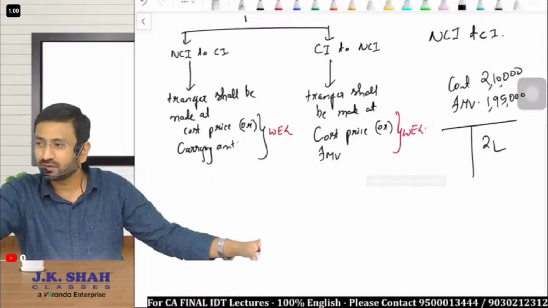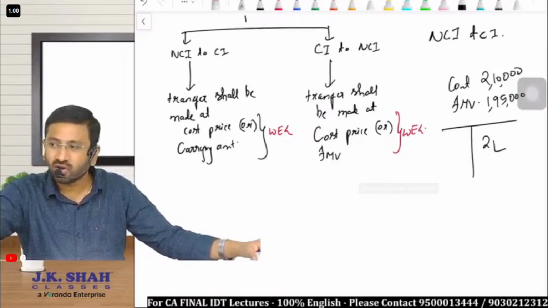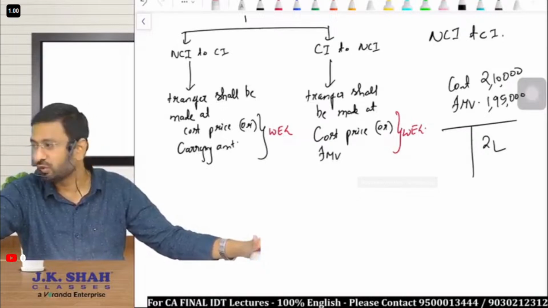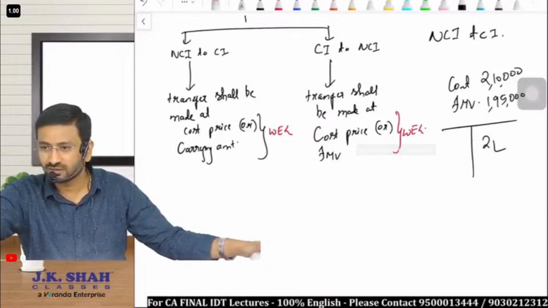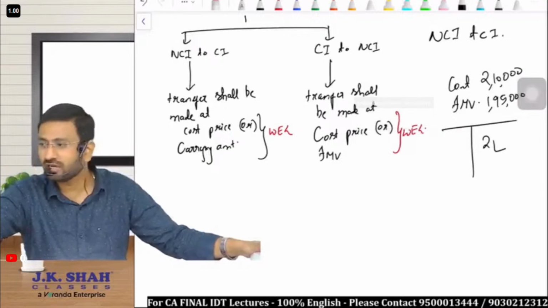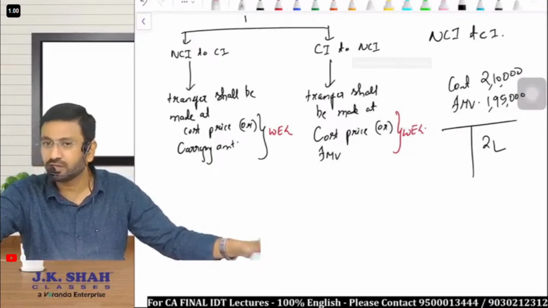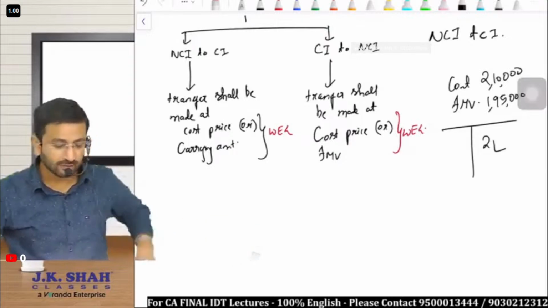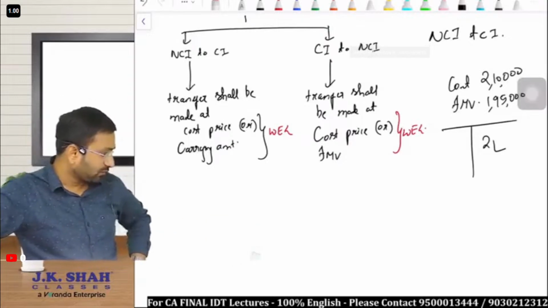So what is the entry required? No entry required because already we are showing at whichever is lower. Did you understand it? So every time there need not be an entry. So already it's at 2 lakhs. We need not make any entry for it. So just write one example.